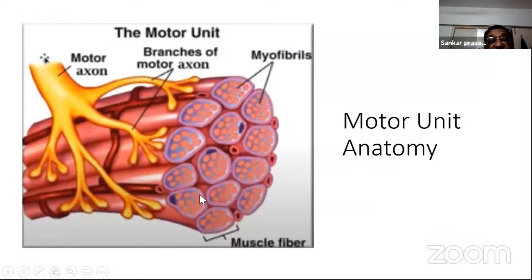That's the understanding. So you look at this: these are the muscle fibers, and this is a motor axon, and it is supplying various fibers. This is the typical motor unit anatomy, and the muscle fibers are supplied by the branches of the motor axon.